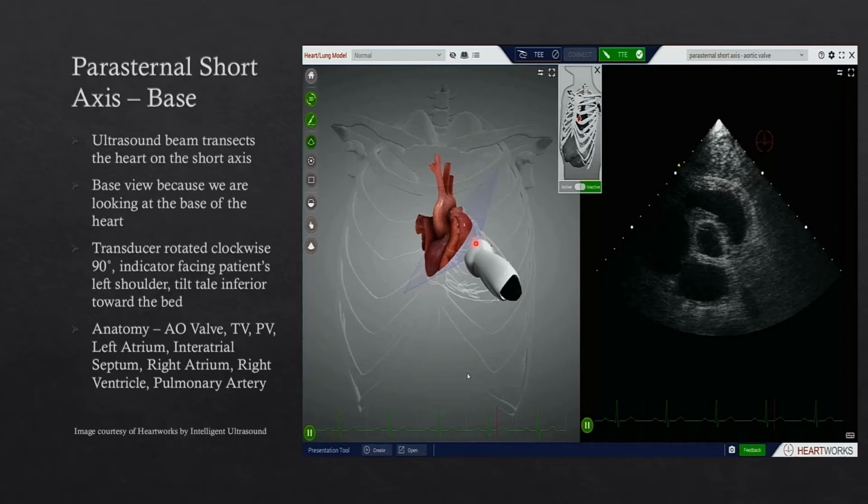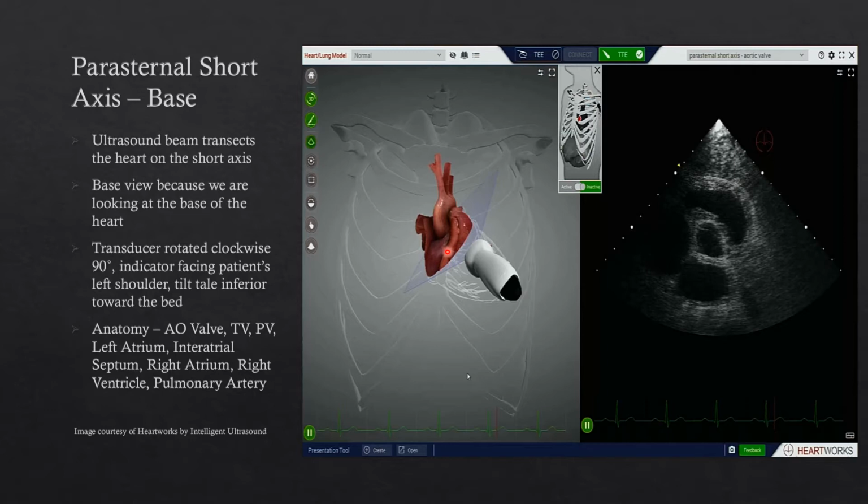And then we're going to take the tail of our transducer and point it down towards the patient's left leg slightly. So we're cutting the area of the base of the heart. So this is the base view in the parasternal short axis, okay?